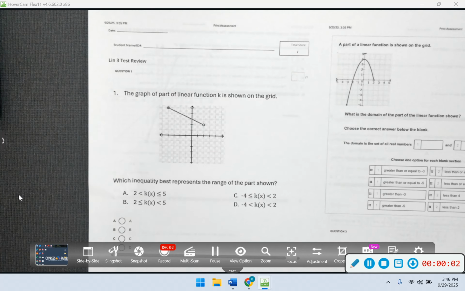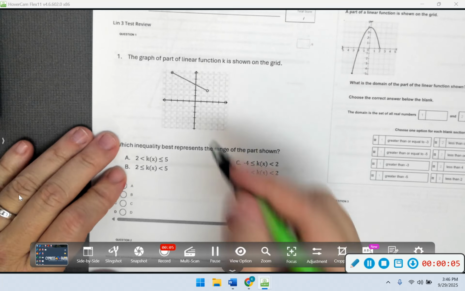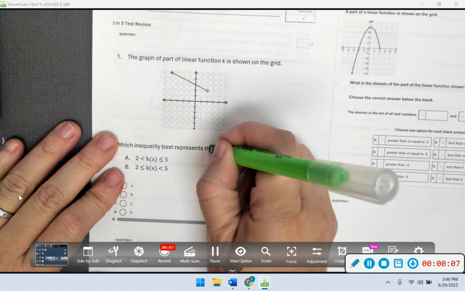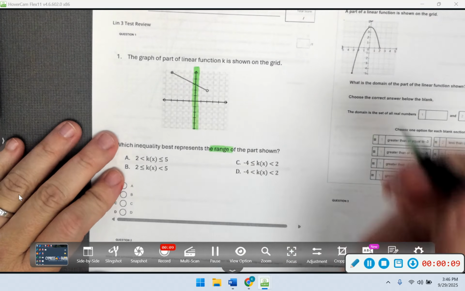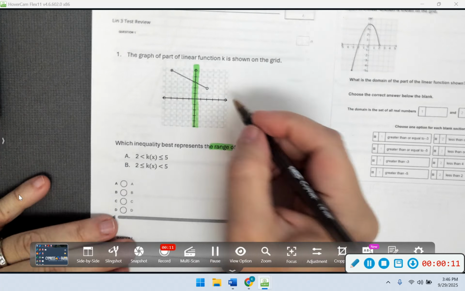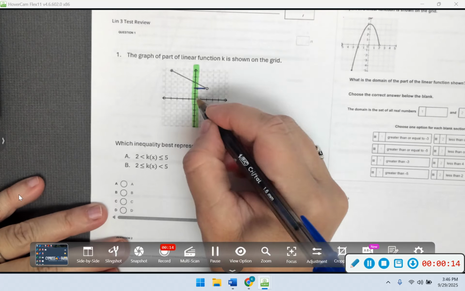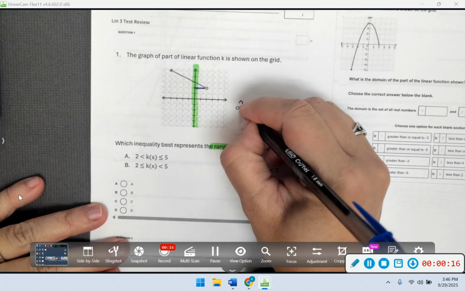Okay, so for number one, it wants the range. Make sure you remember to use robot dealer. So range is the y's. So I'm going to go bottom, so furthest down is 2, to top.